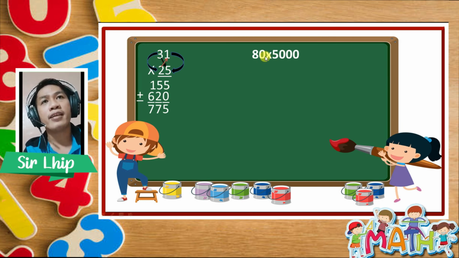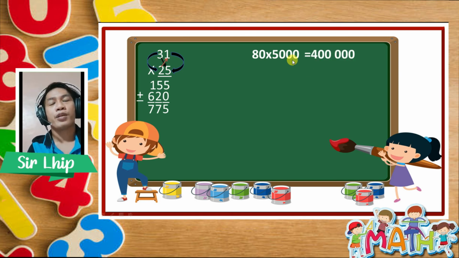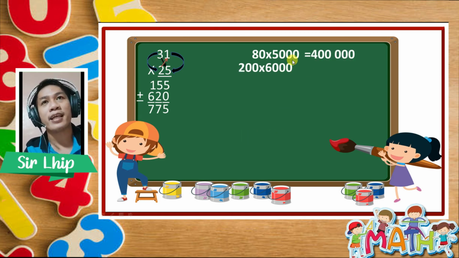Example, 80 times 5,000. We have 4 zeros. Then multiply 8 times 5 equals 40. Thus, the product of 80 times 5,000 equals 400,000. 200 times 6,000. 2 times 6 equals 12. Then 5 zeros. Thus, the product is 1,200,000.